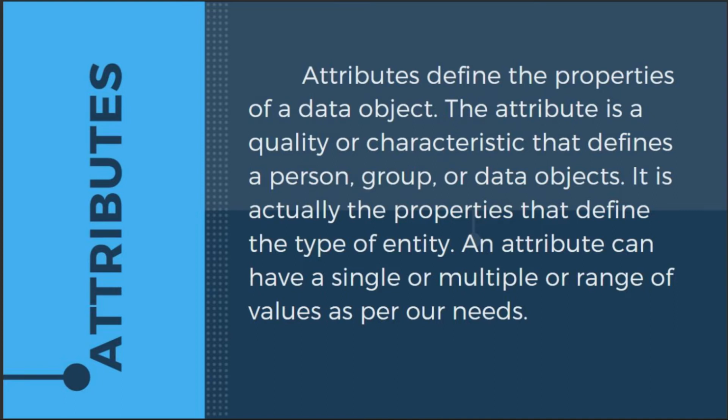So for example, a student. Student we can say is a data object and its attributes are name, age, address. So in this example, attributes are the possible characteristics of a data object. It is actually the properties that define the type of entity. An attribute can have a single or multiple or a range of values as per our needs. So it means the value can be just one, or many, or a range, depending on what the value of an attribute should be.